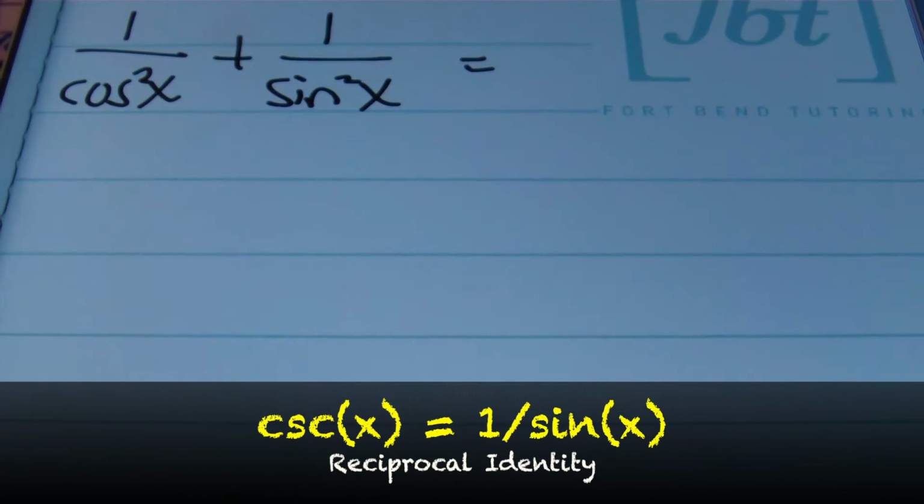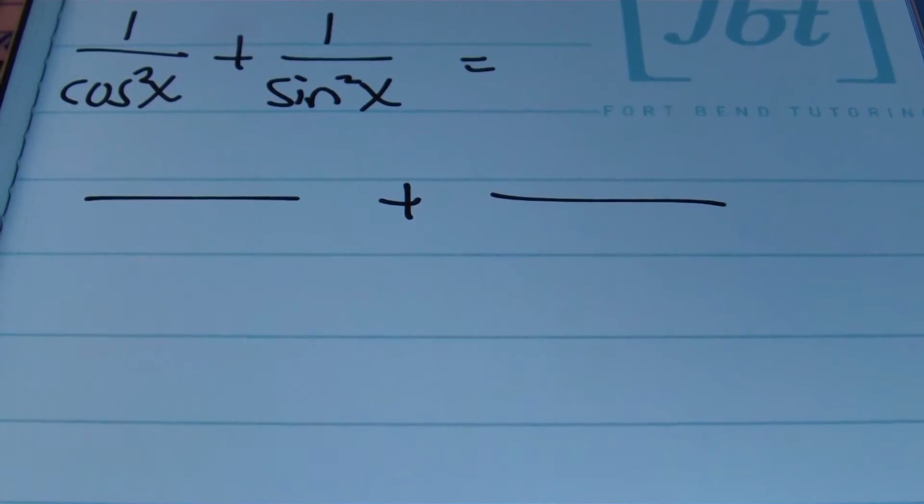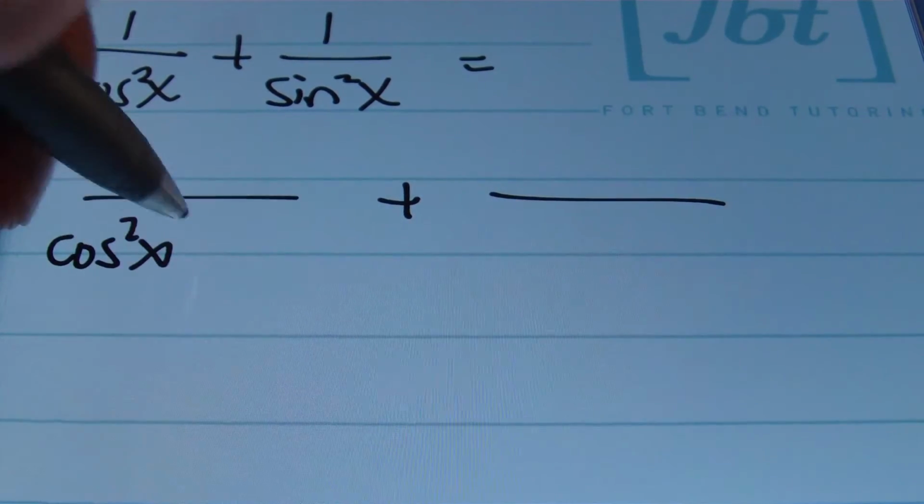Now, getting a common denominator, I'm going to set up my framework here. My common denominator would have to be cosine squared x times sine squared x. So let's go ahead and set that up.